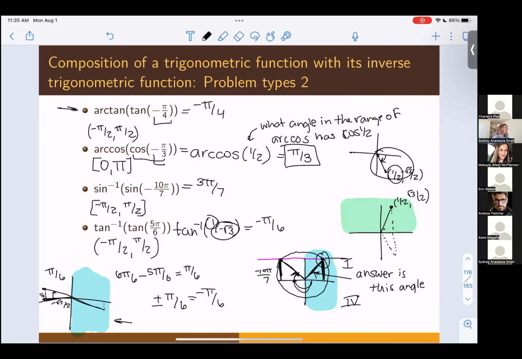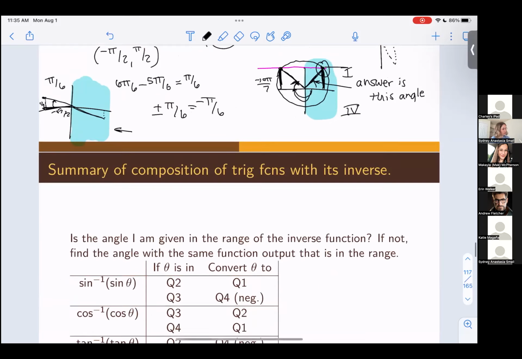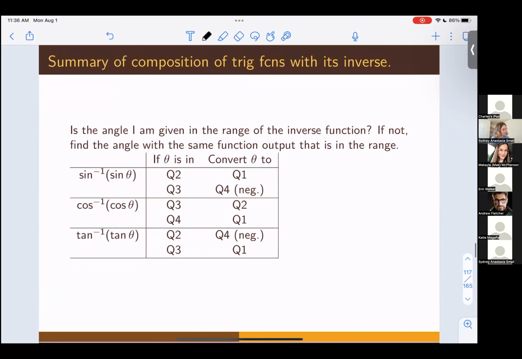Questions so far on this idea? Again, we're going to do a few more, so if they don't entirely make sense yet, that's okay. Okay, let's do a little bit of a summary of what we know so far with this idea of composition.